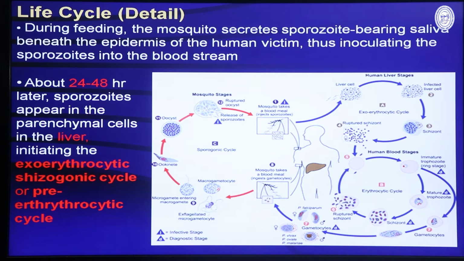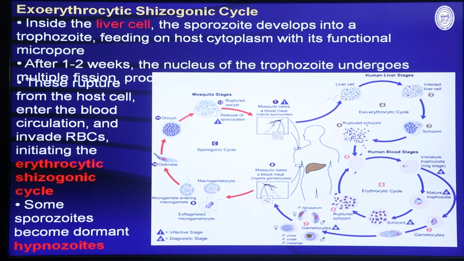Now, first of all, we will discuss the exoerythrocytic schizogony. By this name, erythrocytic means the RBCs. So, other than the RBC, if the sporozoite infects another cell of the body, here the liver cell, then this cycle will be completed within the liver, infecting the liver cells, and this cycle is called the exoerythrocytic schizogony. From this cycle we can see that after 1 to 2 weeks, the nucleus of the trophozoites undergoes multiple divisions, producing a rupture of the host cells. They enter the RBCs via the blood circulation and transform into the erythrocytic schizogony.